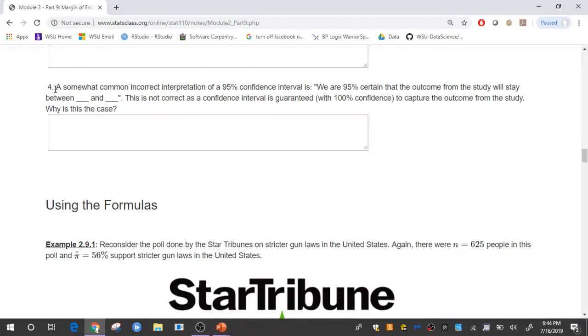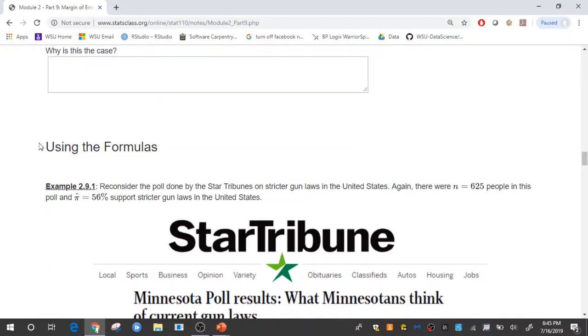Here's a somewhat common incorrect interpretation of a 95% confidence interval. It goes something along the lines of, we are 95% certain that the outcome from the study will stay between the lower endpoint and the upper endpoint, whatever that might be. And that's not true. That's not correct. We are 100% certain that the outcome from the study is going to stay between the lower and upper endpoints of my confidence interval. And again, I'll let you try to answer that and figure that out. A solution will be provided.